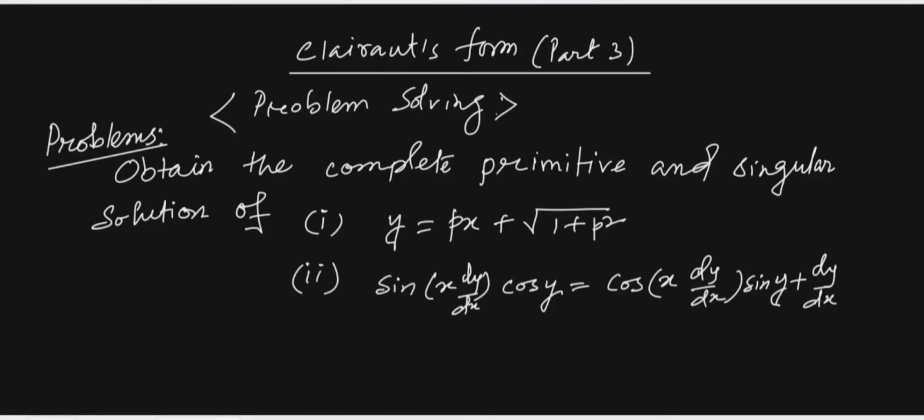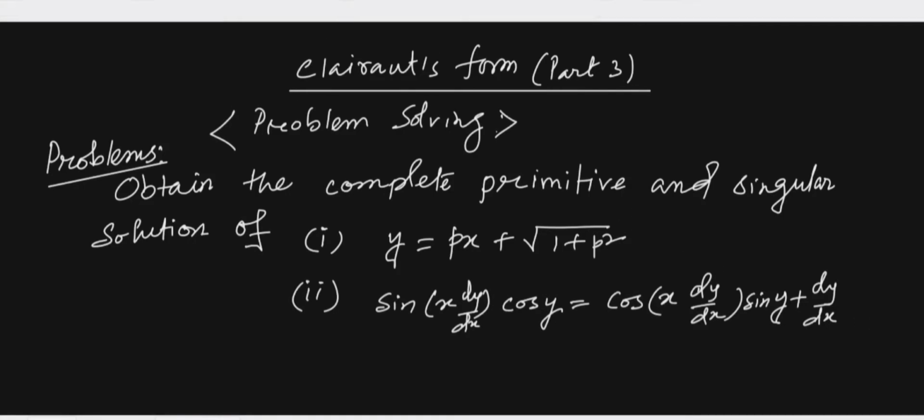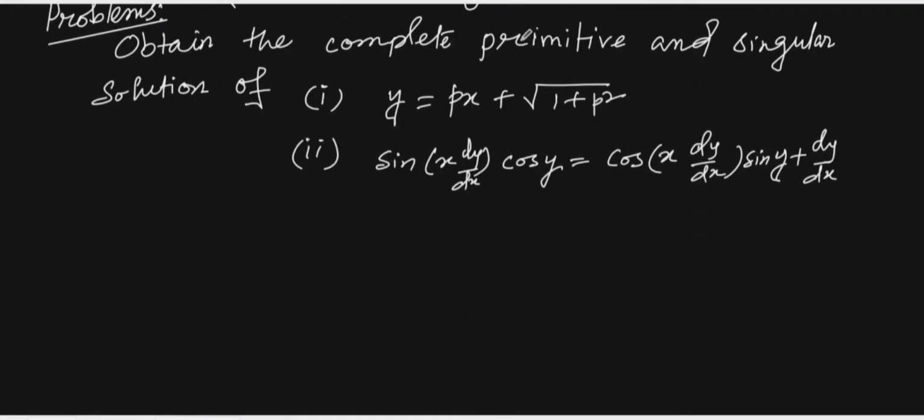In this video, I'll discuss problem solving from Clairaut's form. Here, the problem is to obtain the complete primitive and singular solution of two equations. I will solve the second one, and the first one is for you. So, what can the second equation be written as? This equation can be written by just putting dy/dx equals p.